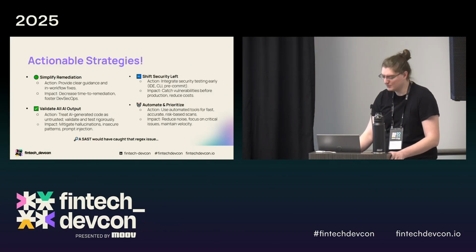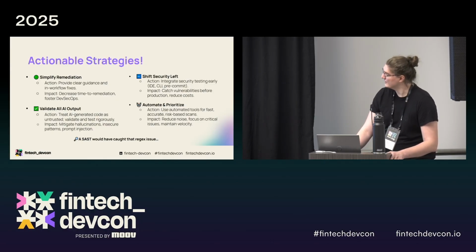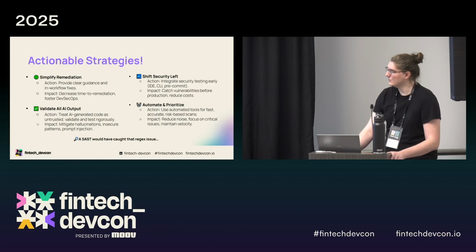And so we have some actionable strategies in response to that. In order to simplify remediation, we can provide clear guidance and in-workflow fixes. Ultimately, we really want to shift security left. Again, we're talking about having developers care about the security of the code they write the first time they write it. We also care a lot about automation.